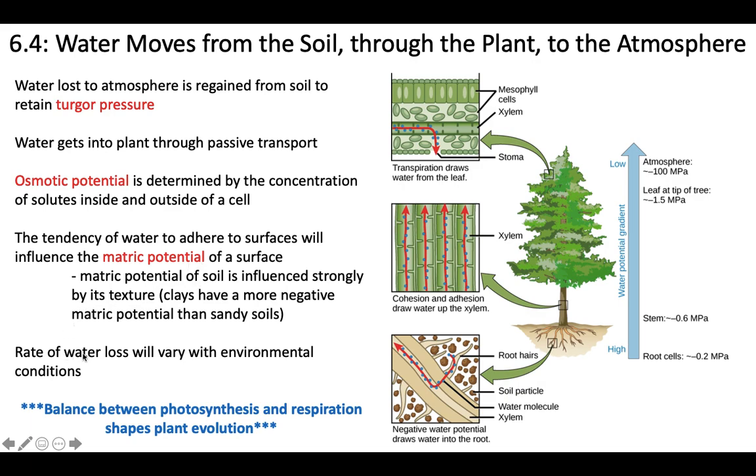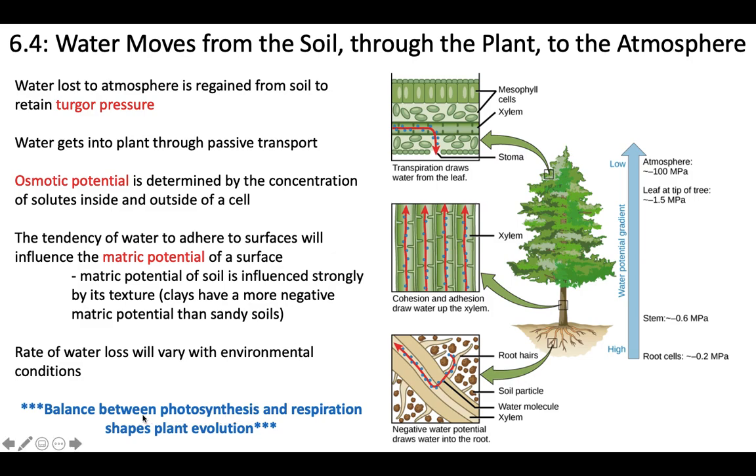And the rate of water loss is going to vary, obviously, with environmental conditions. Near the equator, there's higher rainfall, higher temperatures. Near the poles, you have, depending on the seasons, less rainfall, less sunlight. All those environmental conditions are going to vary the amount of water available in the environment, and those are going to affect the plants.